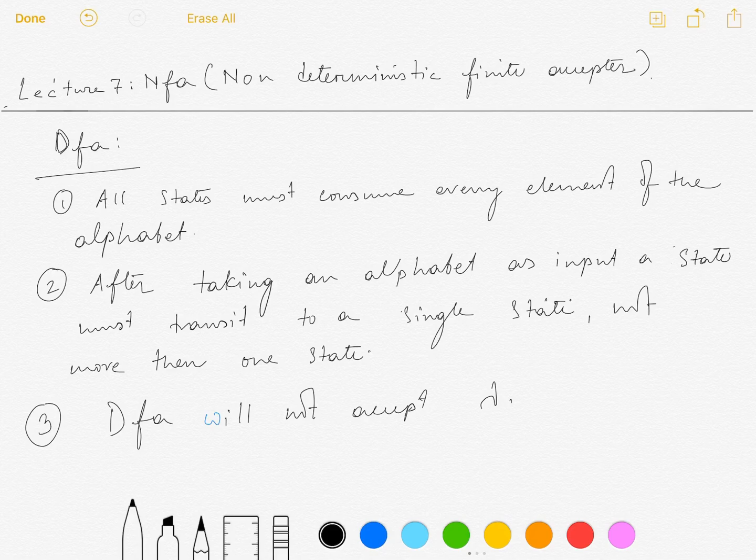And in case of NFA, we do not have to maintain any of the properties. That means, in the first property, in case of NFA, a state may consume all the elements of the alphabet or may not consume all the elements of the alphabet. And in the second property, after taking an alphabet as an input, it can transit to multiple states, or it may not transit to any one of the states, and NFA may accept lambda. Now, let us see an example.